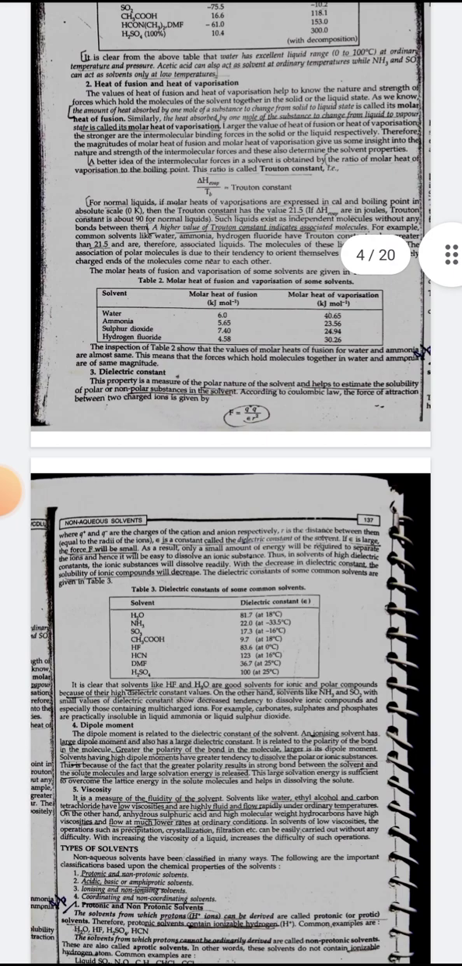Third, the dielectric constant. This property is a measure of the polar nature of the solvent and helps to estimate the solubility of polar or non-polar substances in the solvent. According to Coulomb's law, the force of attraction between two charged ions is given by F equals Q plus times Q minus divided by epsilon naught R squared, where Q plus and Q minus are the charges of the cation and the anion respectively.